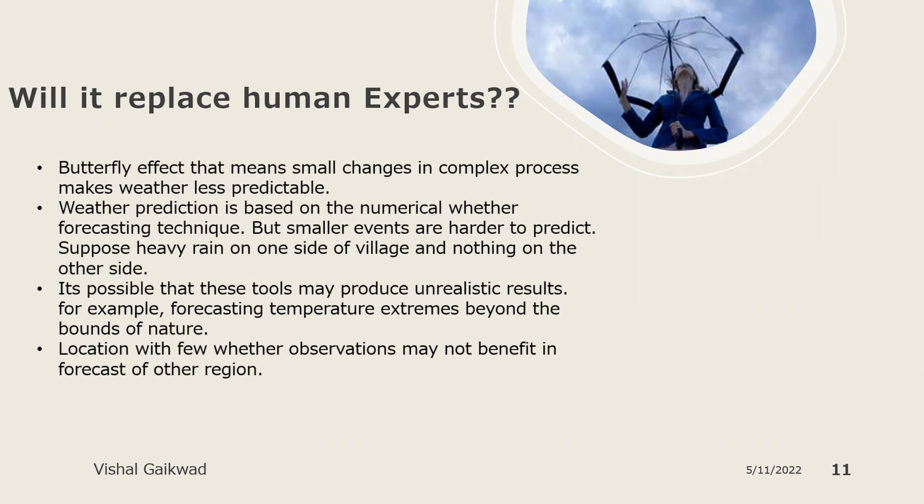As we know, weather prediction is all based on numbers, so smaller events are harder to predict. Let's say on one side of the village it is raining heavily and it is not raining on the other side. It is very difficult to predict that. It's possible that these tools may also produce unrealistic results. That is, temperatures beyond the bounds of nature may be forecasted. Also, locations with few weather observations may not benefit in this case from forecasts of other regions. Next, please.